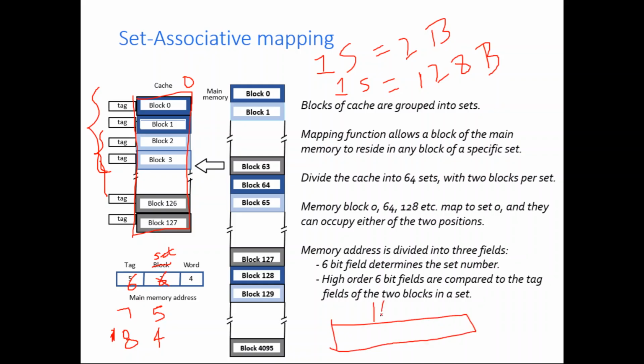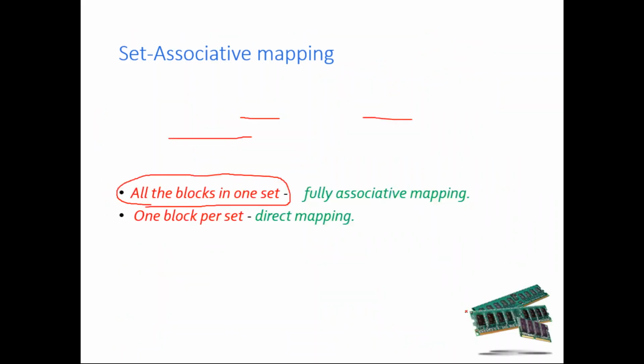Out of all the 16 bits, the least significant 4 bits will be used to address the particular word, and the rest of the 12 bits will be used to identify the particular block number. So this is equal to what? This is equal to associative mapping. This is what associative mapping we did, right?